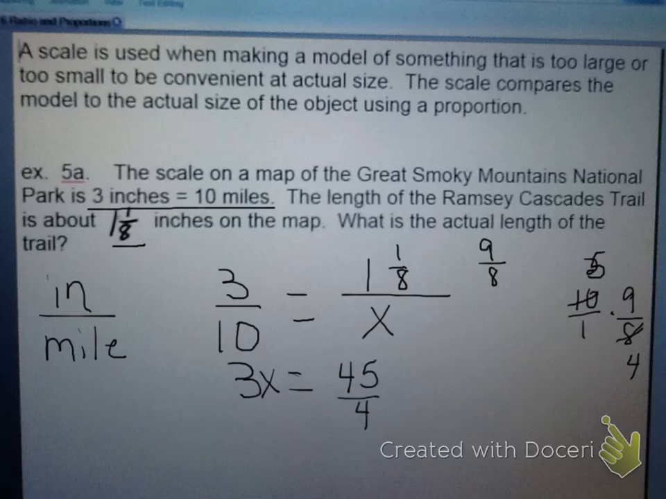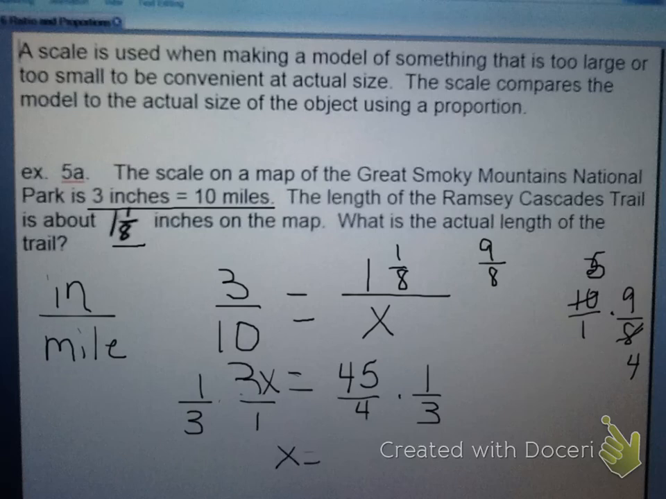Now, to solve for x, I am not going to divide both sides by 3 because that is a fraction. And if I divided by 3, it would look like this. Then I'll have no idea what to do. So you don't divide by 3. We are going to multiply by the reciprocal. And the reciprocal of 3 is 1/3. So multiply both sides by 1/3.